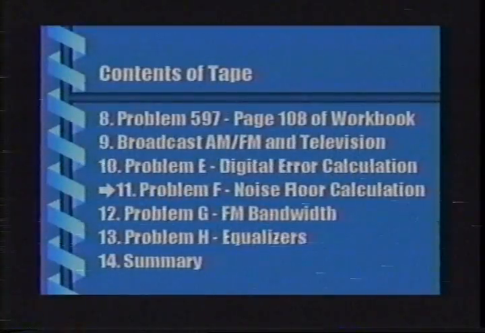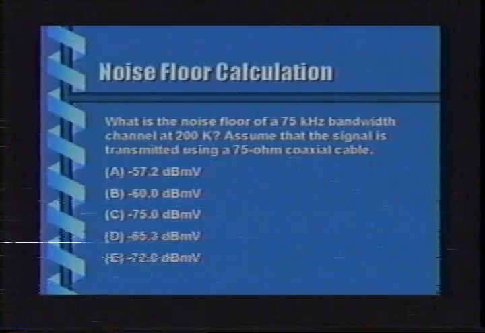Well, calculation of noise floor was part of problem 596 that we did earlier on this tape. We've added this simple problem we're about to do to emphasize the importance of this type of calculation. So we're on chapter 11 now, noise floor calculation. A multiple choice question asks what is the noise floor of a 75 kilohertz bandwidth channel at 200 degrees Kelvin. And you're asked to assume that the signal is transmitted using a 75 ohm coaxial cable. 5 possibilities are given.